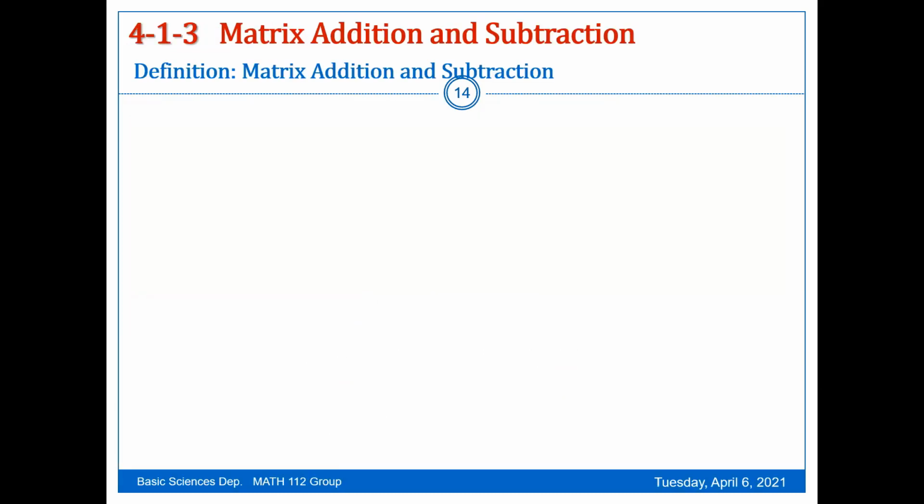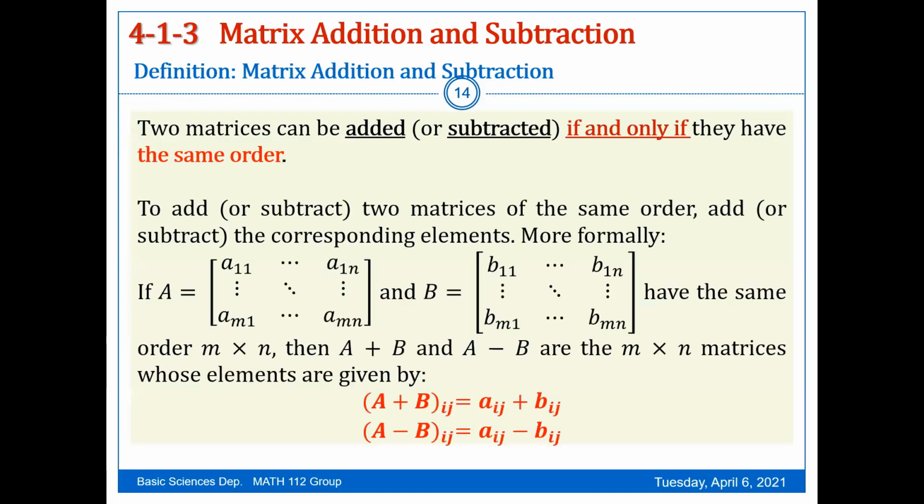Okay, now we go to addition and subtraction. We saw addition and subtraction in vectors. Vectors are special cases of matrices, so it's easy. We use the same definition. We have only one rule, a condition to be able to perform the addition. The two matrices must be of the same order to add. To add, the two matrices must be the same order.